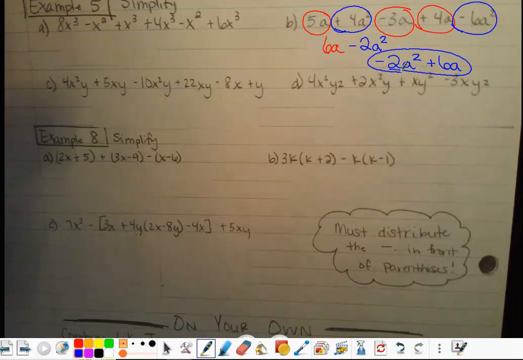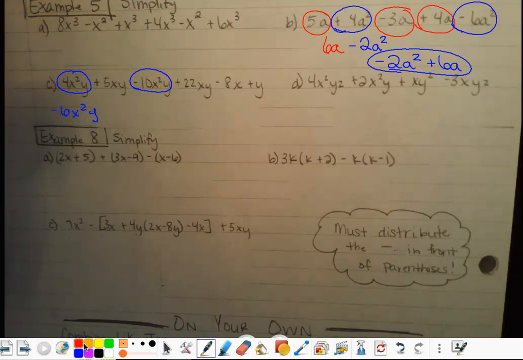Now we're getting into having combined variables. All right, so we have a 4x squared y. We're going to have to look for that exact same thing, x squared y, to have like terms. So we have minus 10x squared y, that is a like term. Plus 5xy, not a like term, plus 22xy, not a like term, minus 8x, nope, and plus y, no. All right, so 4 plus negative 10 is negative 6x squared y.